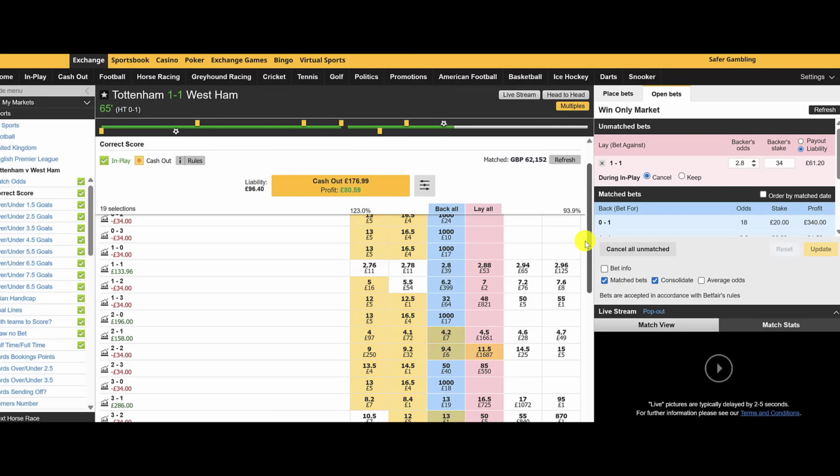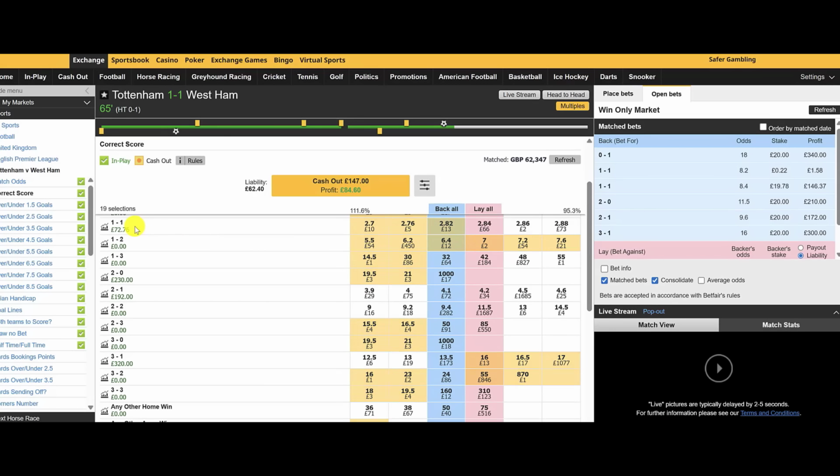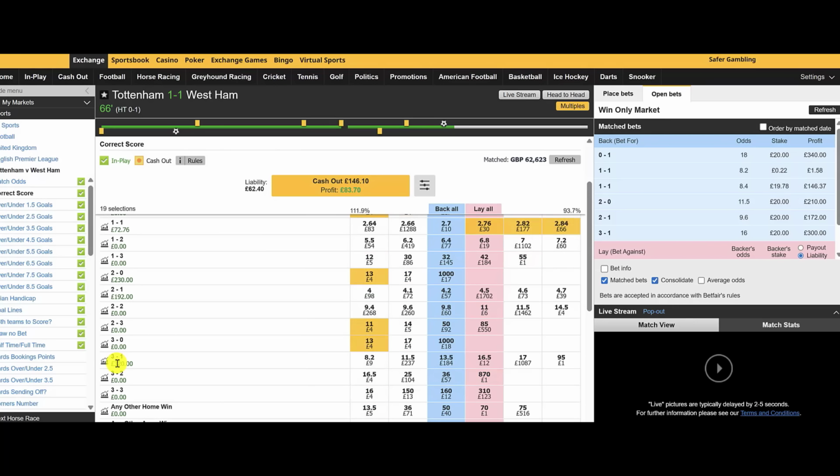Obviously, you can see the markets are bouncing around, and there's all sorts going on. Still no news on whether that was a red card or what was going on there. But anyway, all right, that's taken. So now you can see it clearly. All the risk is out of the market. It's £72 of green on the 1-1, 192 on the 2-1, 320 on the 3-1. So you can see we can ladder up pretty nicely if Tottenham can pull this off.